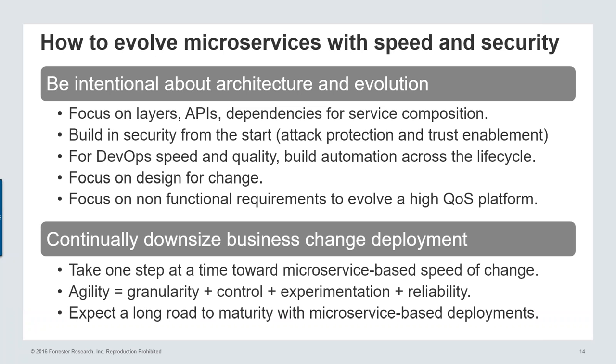So at that, bump it up a level, continually downsize your business change deployment. So whatever you have now, don't think, oh, we've got to go to the full high-end microservice architecture. Just think, how can we make smaller deployment units from what we have right now, and then make those smaller, one step at a time?